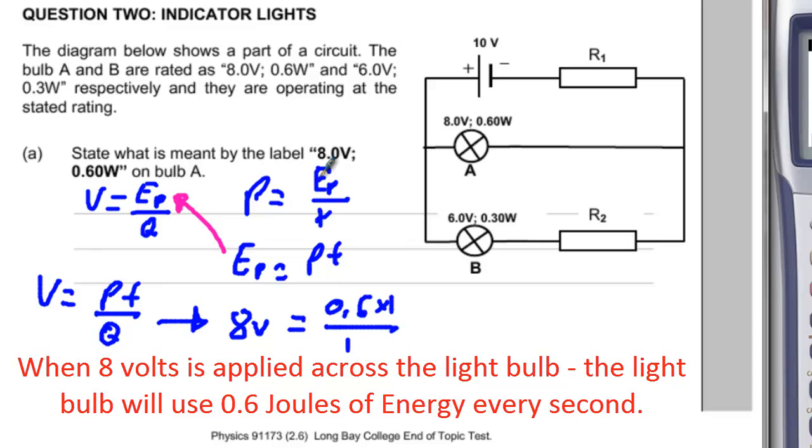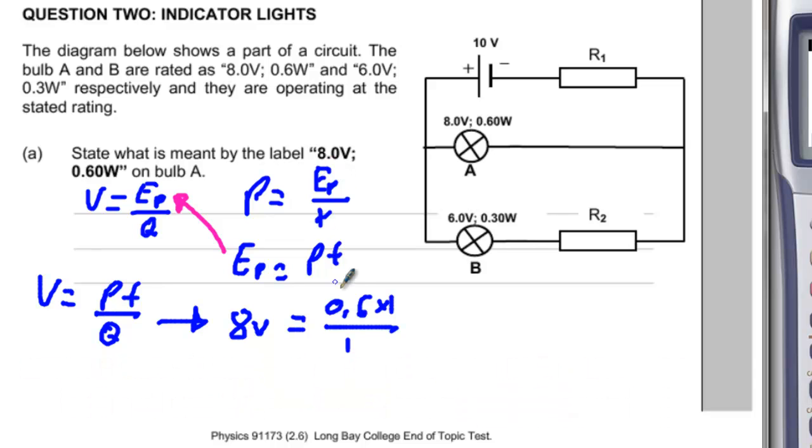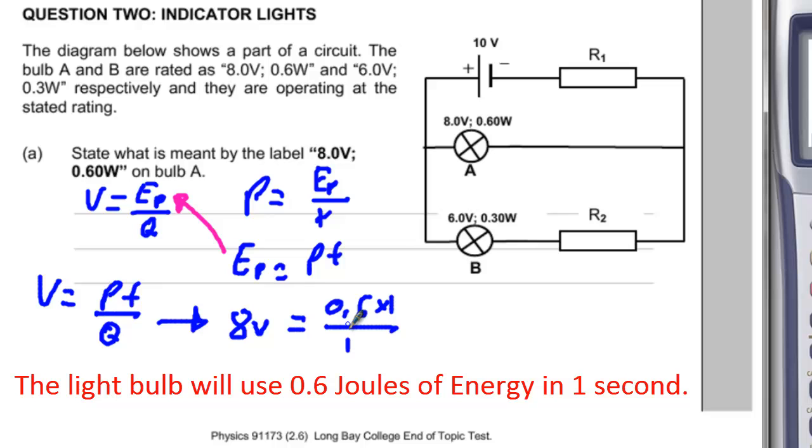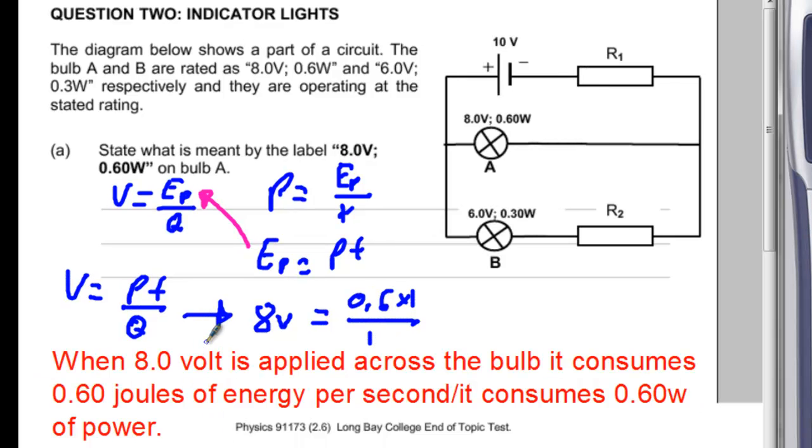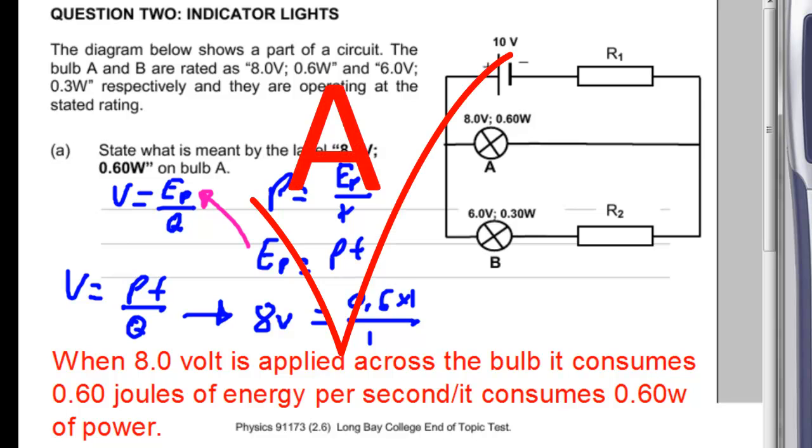Because if we see this, power times time is still energy. So we're using 0.6 joules of energy in 1 second. Or more formally, when 8 volts is applied across the bulb, it consumes 0.6 joules of energy per second. It consumes 0.6 watts of power.